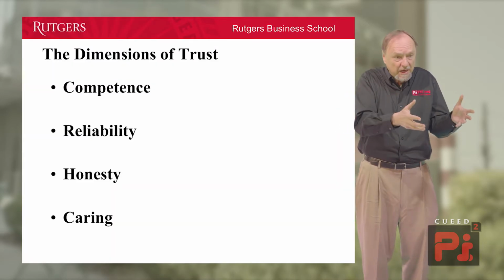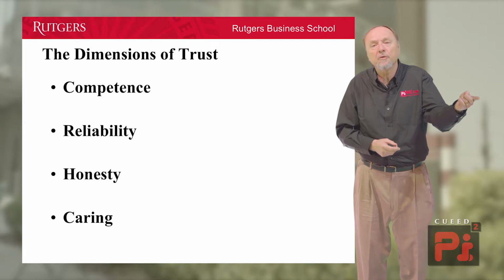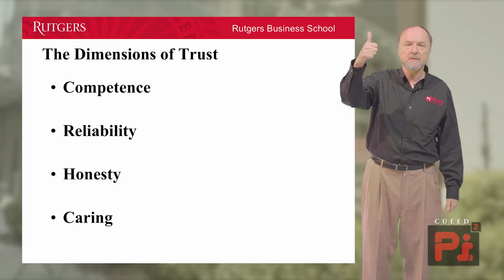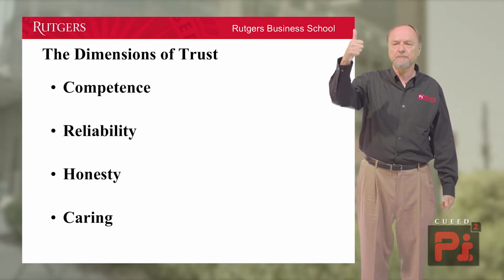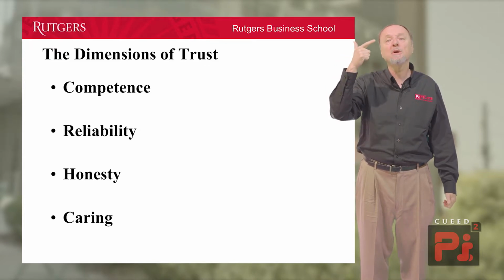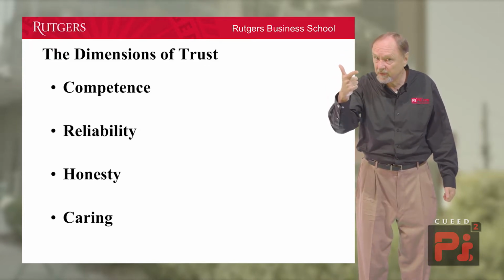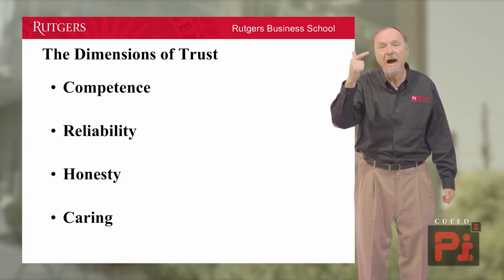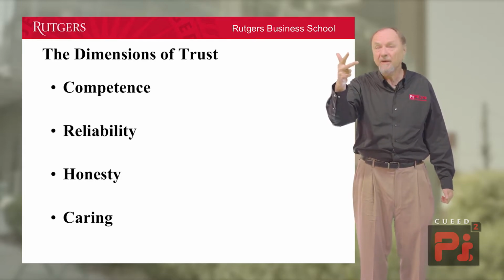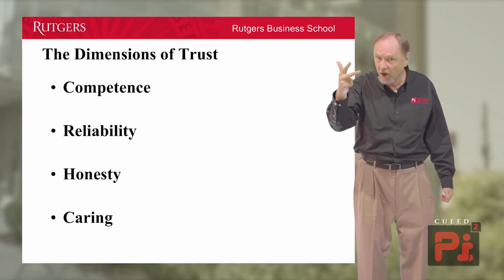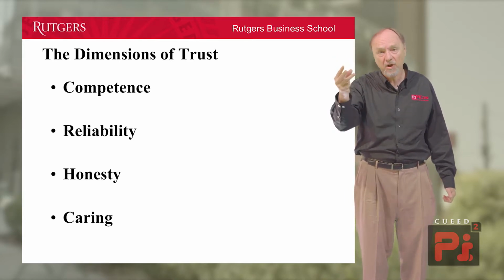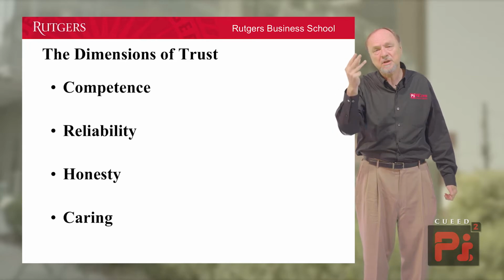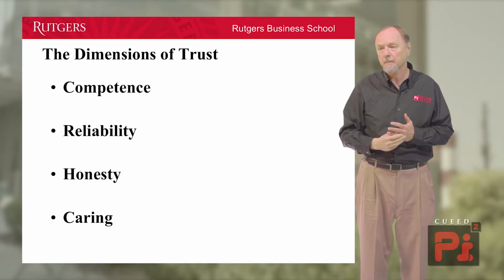When one person grants the other trust, a calculus goes on in the mind. The person granting trust evaluates the other along 4 dimensions. Competence. Does Slowinski know what he's supposed to know? Reliability. Does Slowinski deliver what he's supposed to deliver when he's supposed to deliver it? Honesty. Do I tell you everything, or do I only tell you the things I want you to know? And then finally, caring. Caring is a very interesting component of the trust equation.